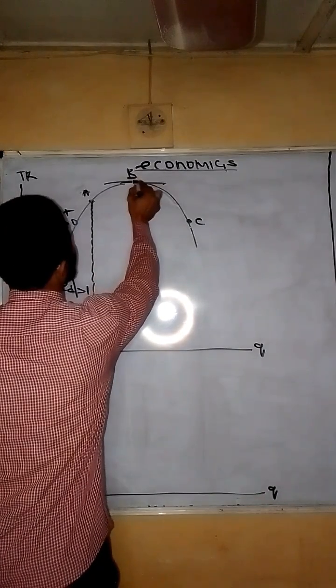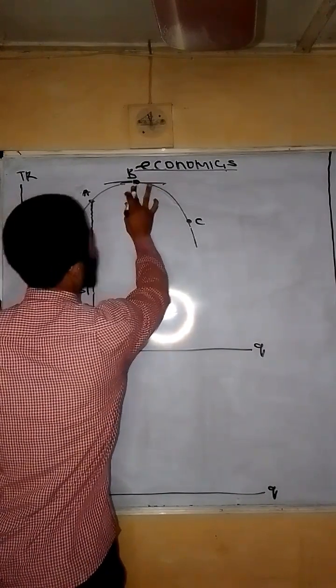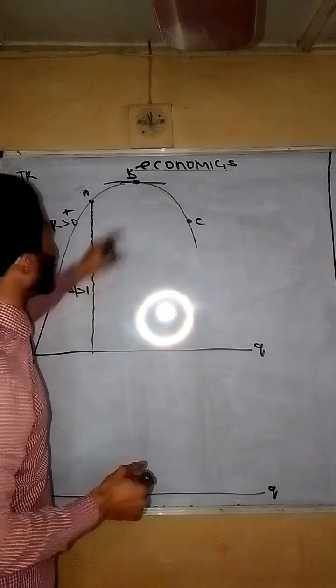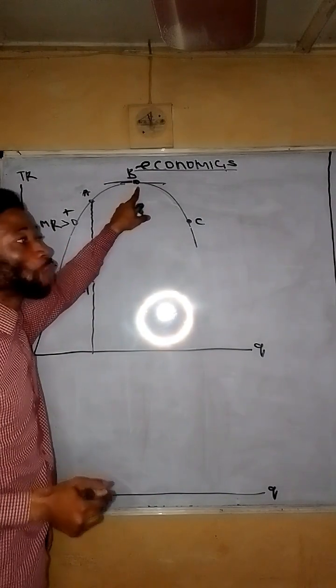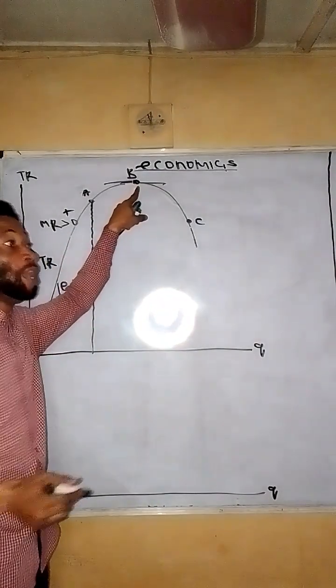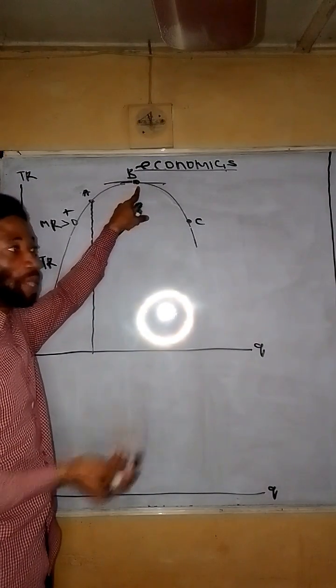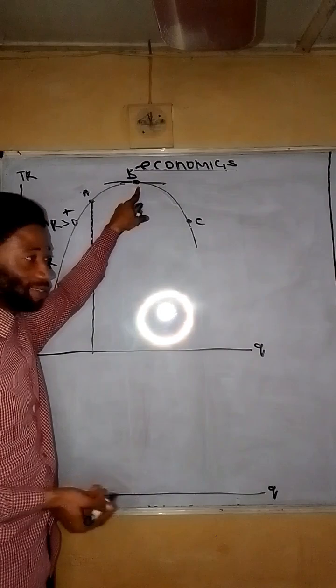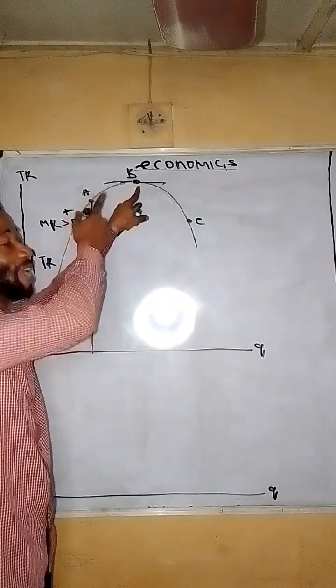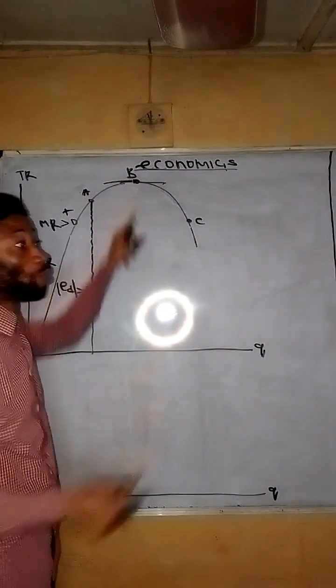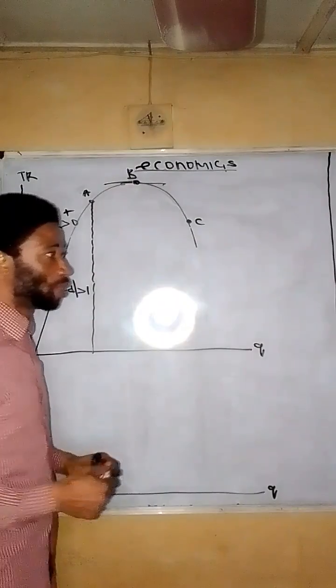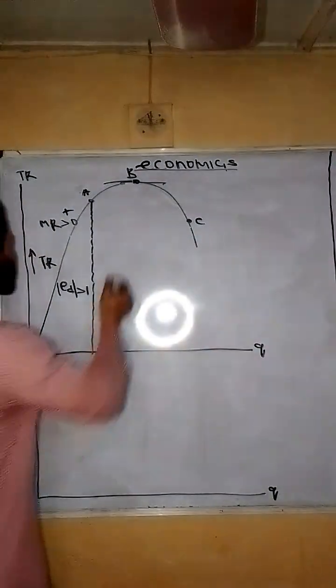Now, those of you that have a very good knowledge of mathematics, you should know that this particular point is called the turning point of a curve. If we were to look at this mathematically, the turning point of a curve is that point where the curve is momentarily at rest. So it simply means that dTR/dQ here should be equal to what? 0, which is the turning point of the curve, or the stationary point of the curve.